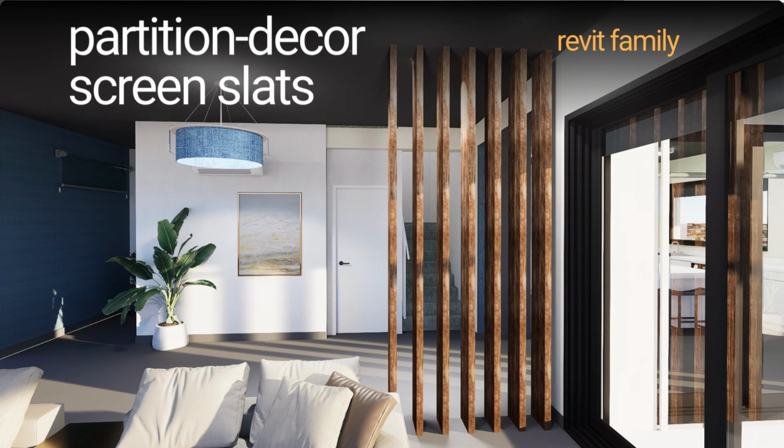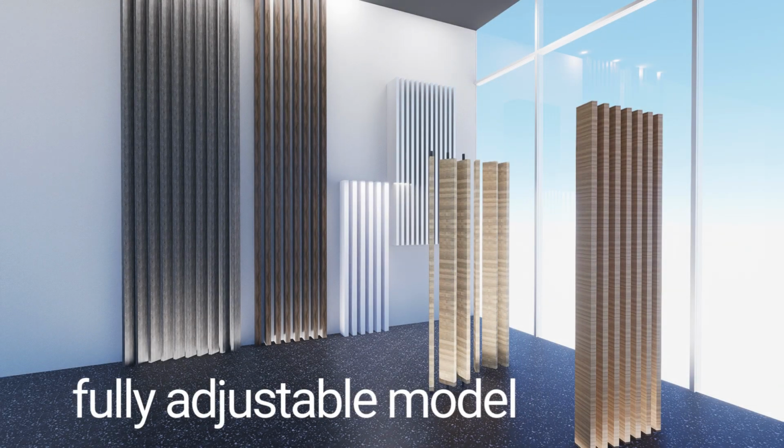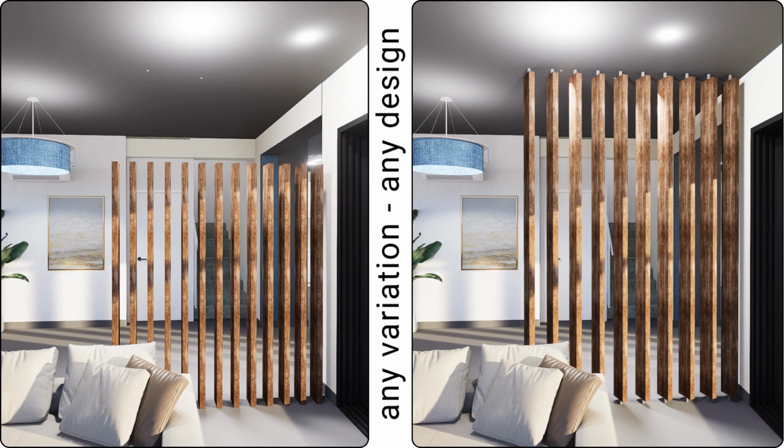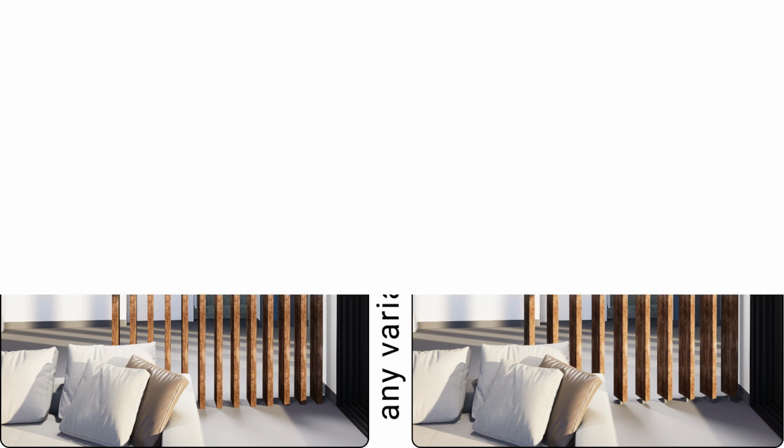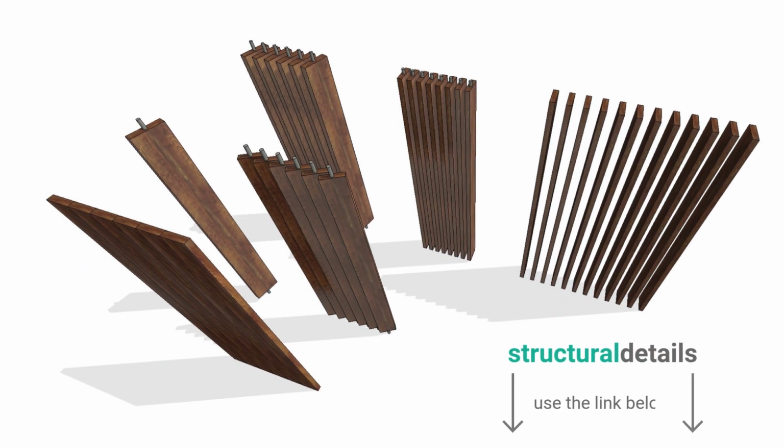Watch this video to find out how to use this fully parametric Revit family and create awesome room partitions with wooden slats or any other material or even wall decorations. You can find the link from where you can get this Revit model in the description below.